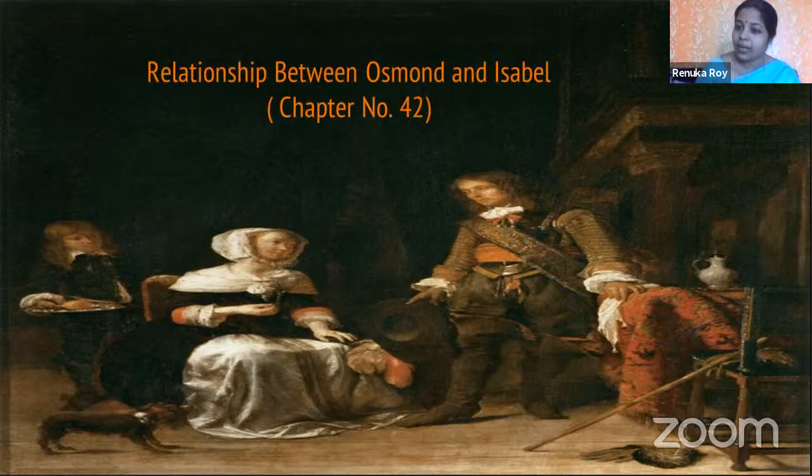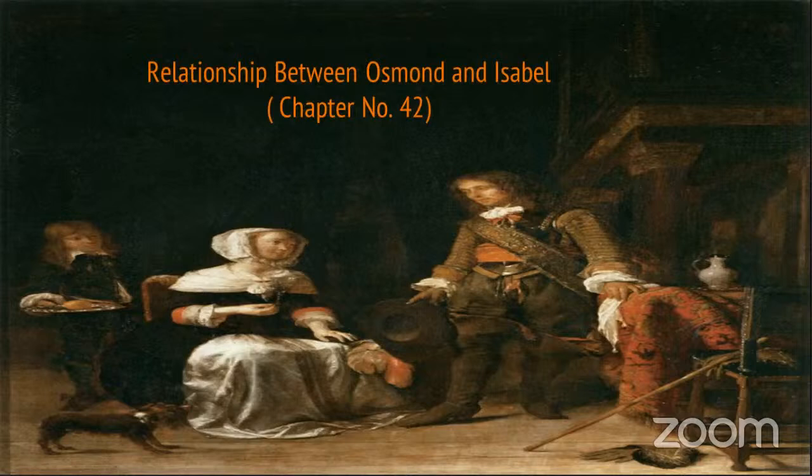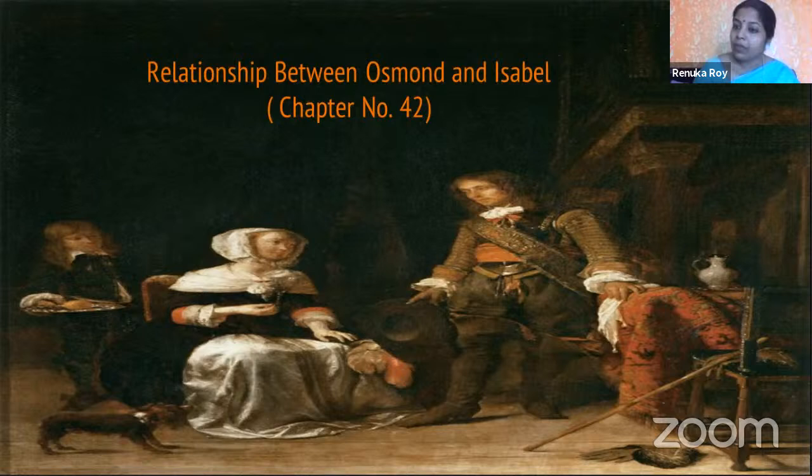Basically, Osmond has not done any wrong. He was not violent. He was not cruel. He never used any bad words for Isabel. But she believed that there is a kind of muted disagreement in the mind of Osmond for Isabel. She believed that he hated her. He had discovered that she was different. She was not like other submissive and subdued ladies. She had her own independent and free will.